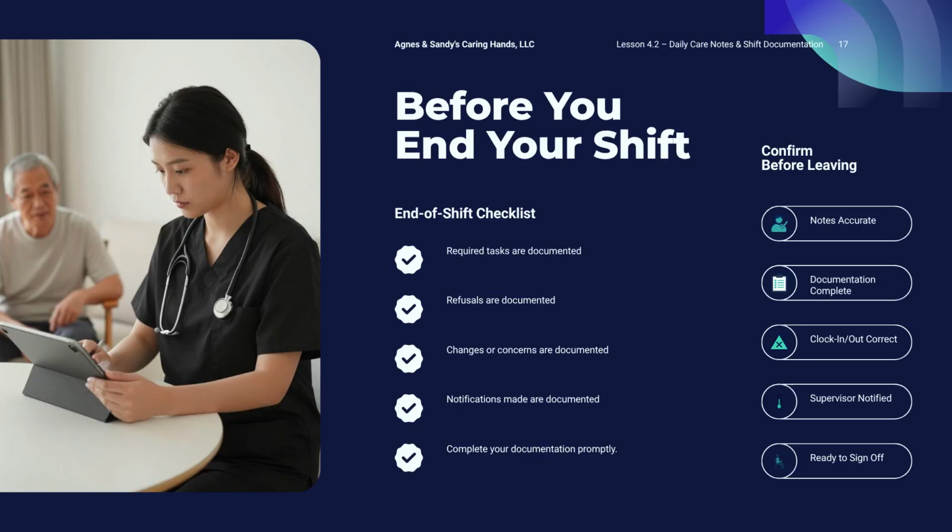Before ending your shift, review your documentation. Make sure required services have been accurately recorded. Confirm that refusals, significant observations, and required notifications have been documented. Check your clock in and clock out information according to agency procedures. If you notice an error, follow the proper correction process rather than entering false information. Whenever possible, complete documentation promptly while the details of the shift are still fresh.